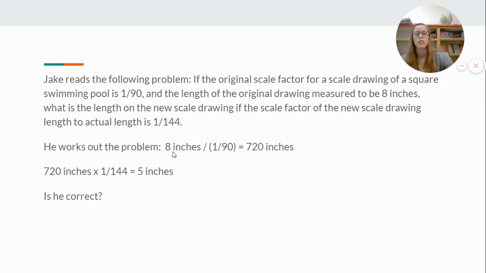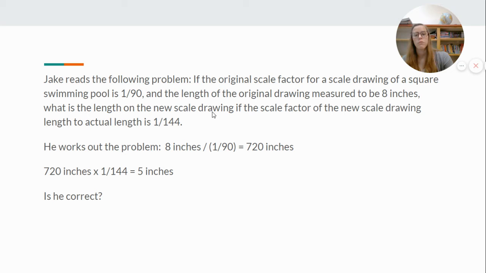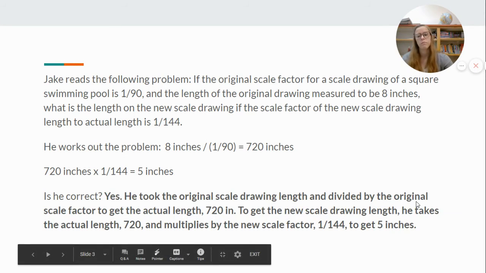So he works out the problem. He takes 8 inches divided by 1/90 to find out what the actual length is. He gets 720 inches. And then he takes 720 inches times the new scale and gets 5 inches, which would be the new scale drawing length. And we want to know if he is correct.